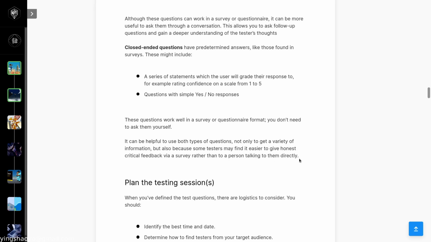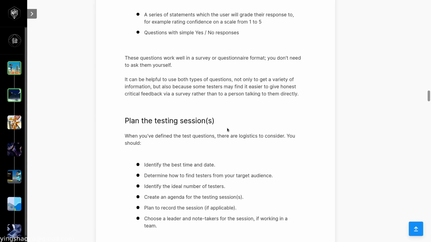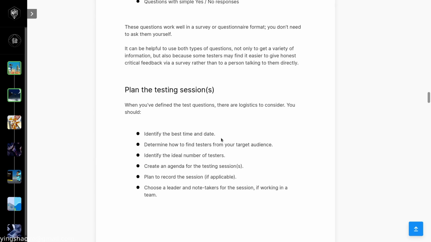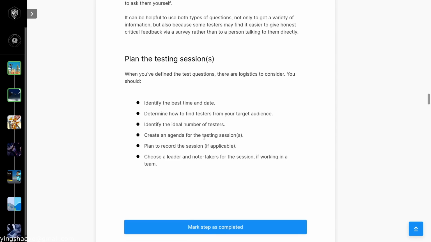Plan the testing sessions. When you have defined the test questions, there are logistics to consider. You should identify the best time and dates, determine how to find testers from your target audience, identify the ideal number of testers, create an agenda for the testing sessions, and plan to record the session if applicable.